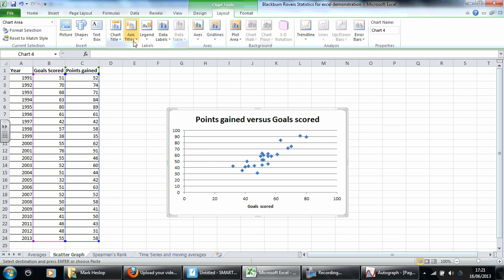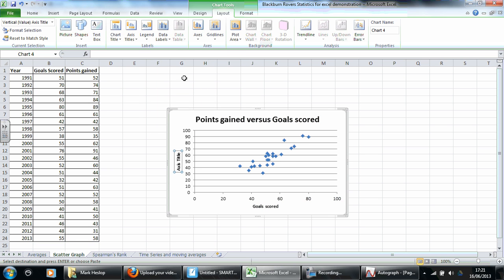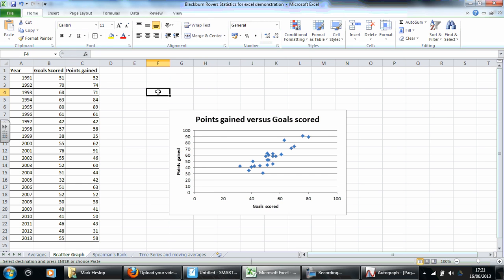And then the vertical axis, rotated title is the best way to have it. So it looks like that, it's rotated down like that. That is points gained. So there we go, we've got a perfect scatter graph with both axes labelled.